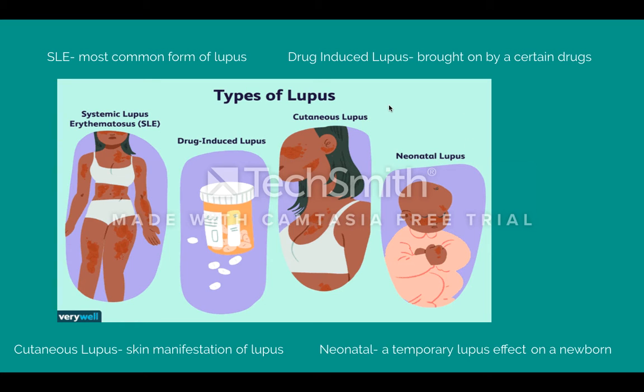You also have neonatal lupus, which is a temporary lupus effect on newborns where the antibodies of the mother are passed on to the child, which causes a problem and results in the same symptoms you see of someone who has SLE or any of the other types of lupus.